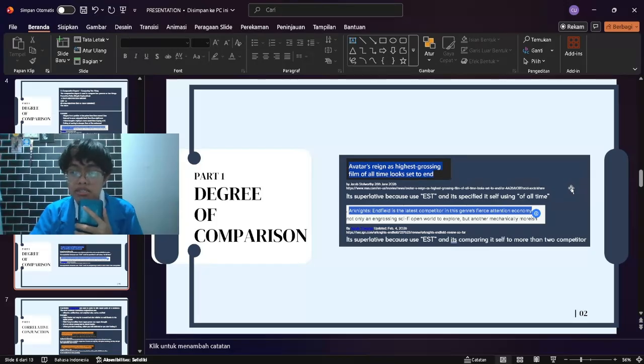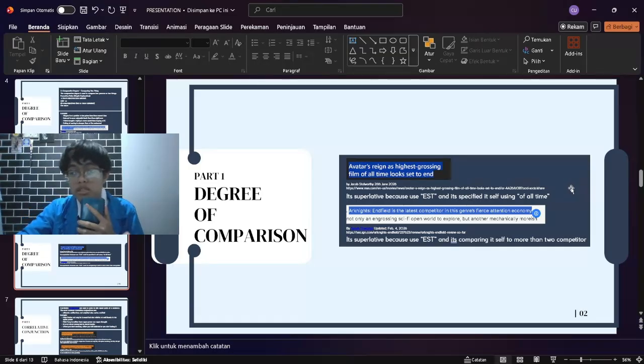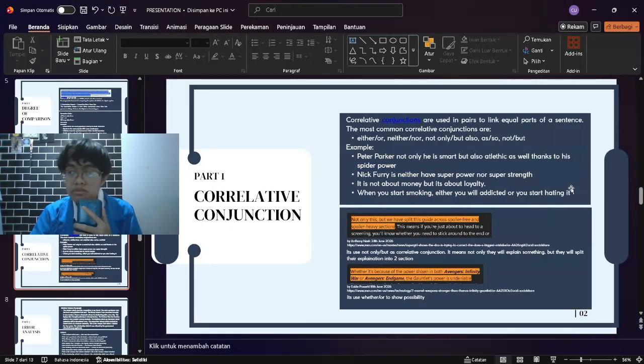And then the second is superlative because it says "Arknights: Endfield is the latest competitor in this genre's fierce attention economy." So it is comparing itself to a lot of things, not just one, not just two, but a lot of things. So we use -est for one syllable. Okay.